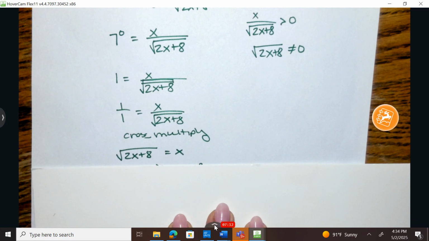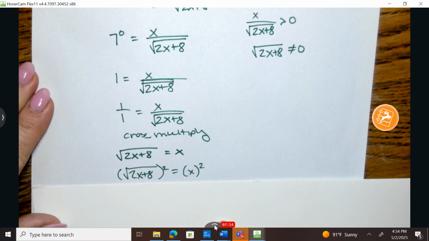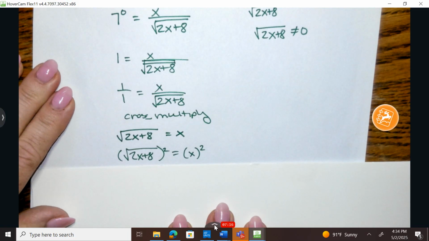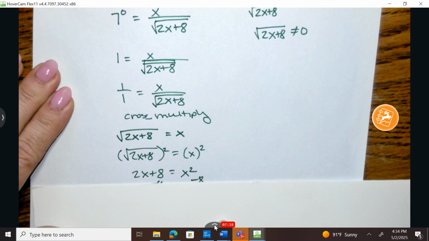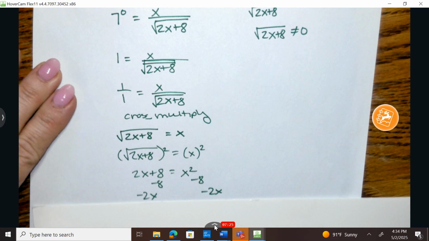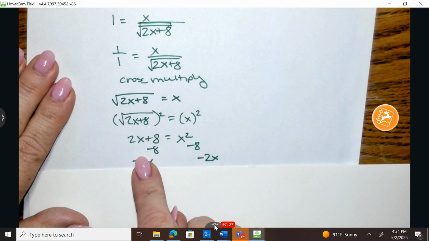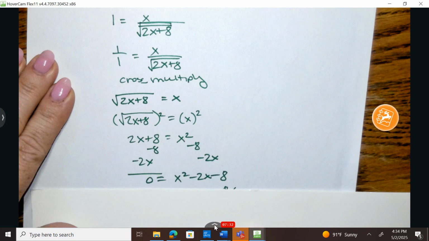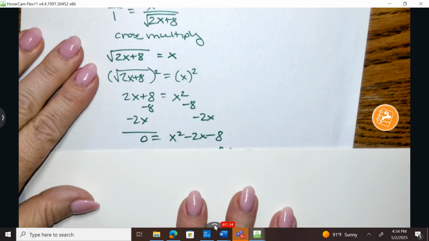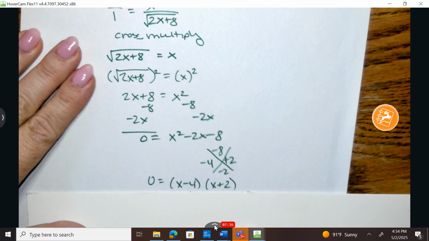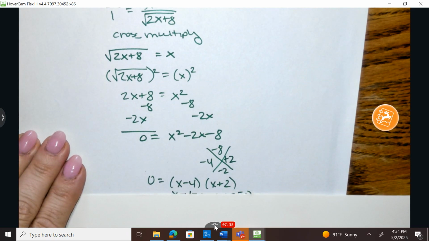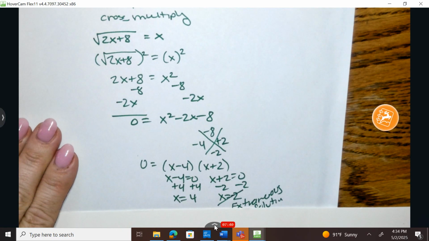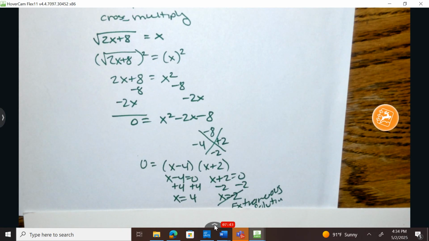And now how do I solve for x? Well, I'm going to square both the left and the right. That leaves me with the quantity 2x plus 8 on the left-hand side and x squared on the right. I'm going to move 2x to the other side by subtracting, and 8 also by subtracting. Now on the left-hand side, these two quantities cancel out, and I have 0 equals x squared minus 2x minus 8. Now I'm going to factor this and solve each quantity. That leaves me with x equals 4 and x equals negative 2.